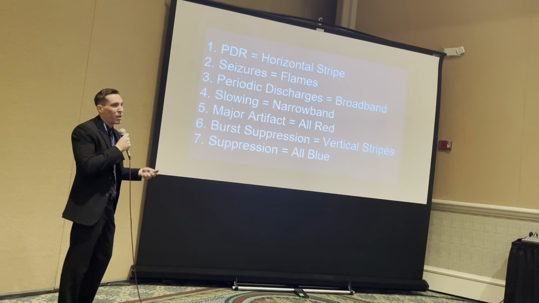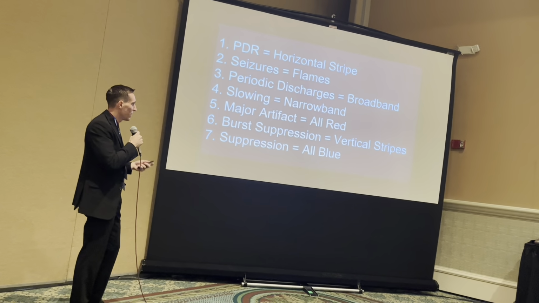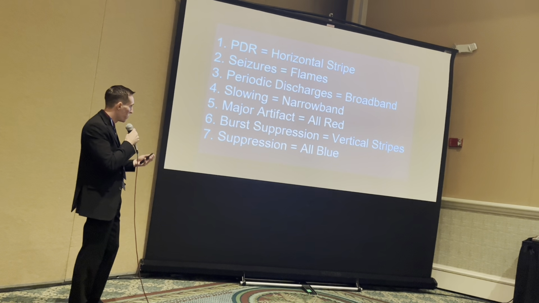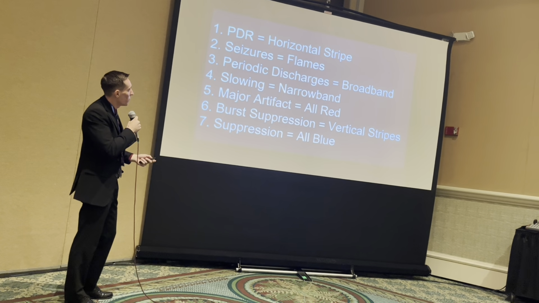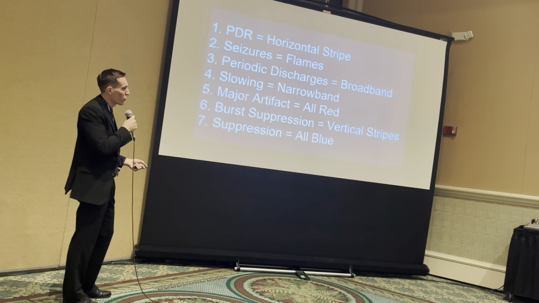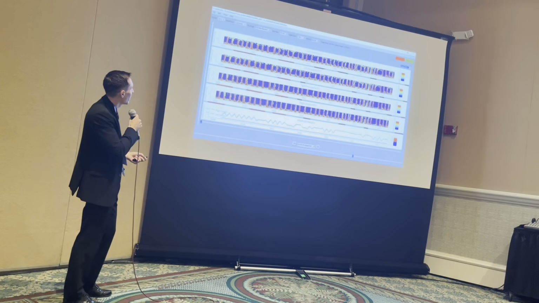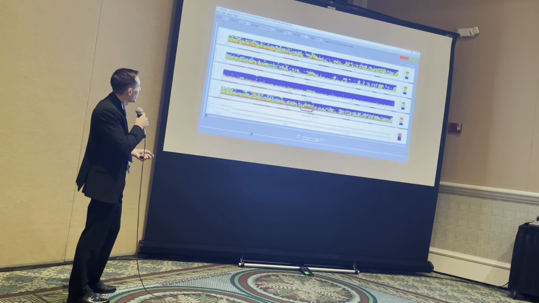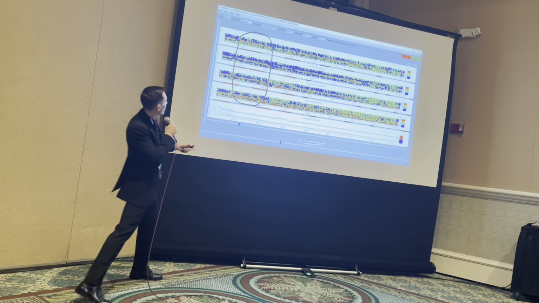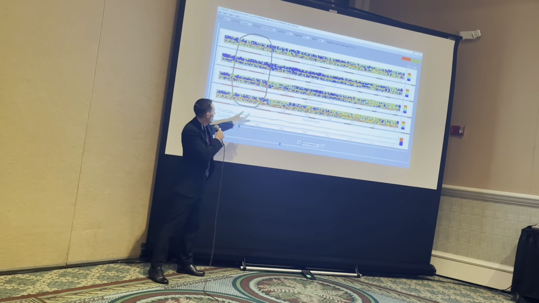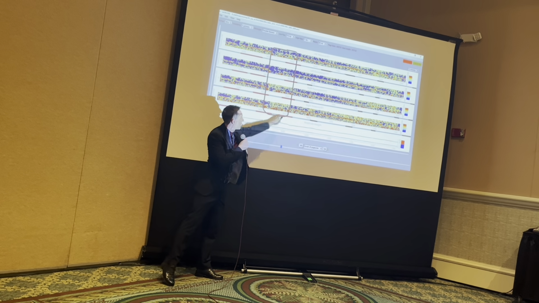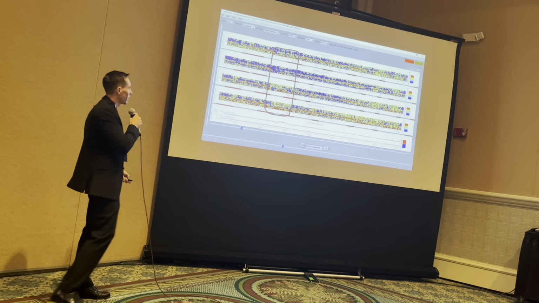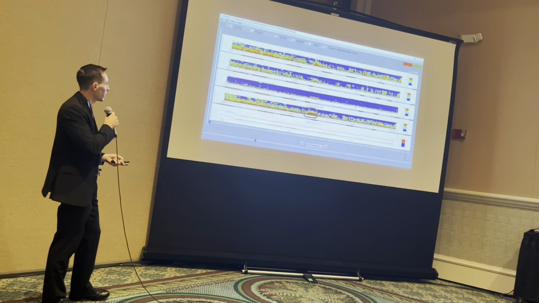So just to recap, I want to make sure you guys can at least get the basic patterns down. Posterior dominant rhythm is going to be a horizontal stripe. I'll go back and show you guys real quick. It's a horizontal stripe with the eyes closed, relaxed, and then when they open their eyes, it attenuates. That's the posterior dominant rhythm in a normal patient.